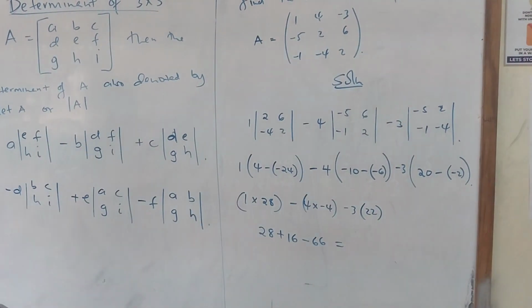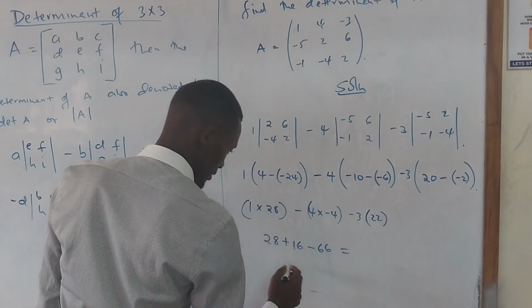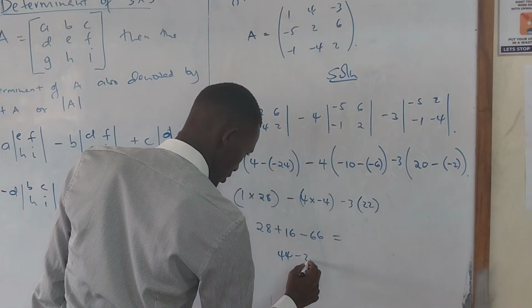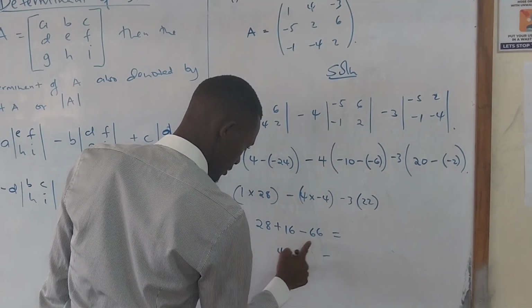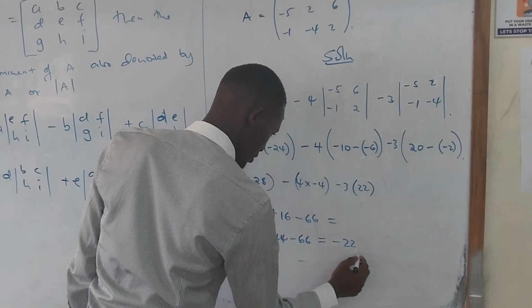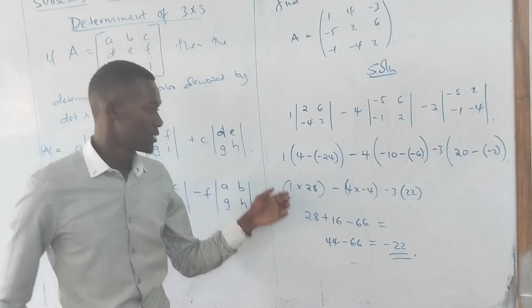And what is 28 plus 16? 28 plus 16, that is 44. Then 44 minus 22, minus 66, which gives you negative 22. So therefore, that is it.